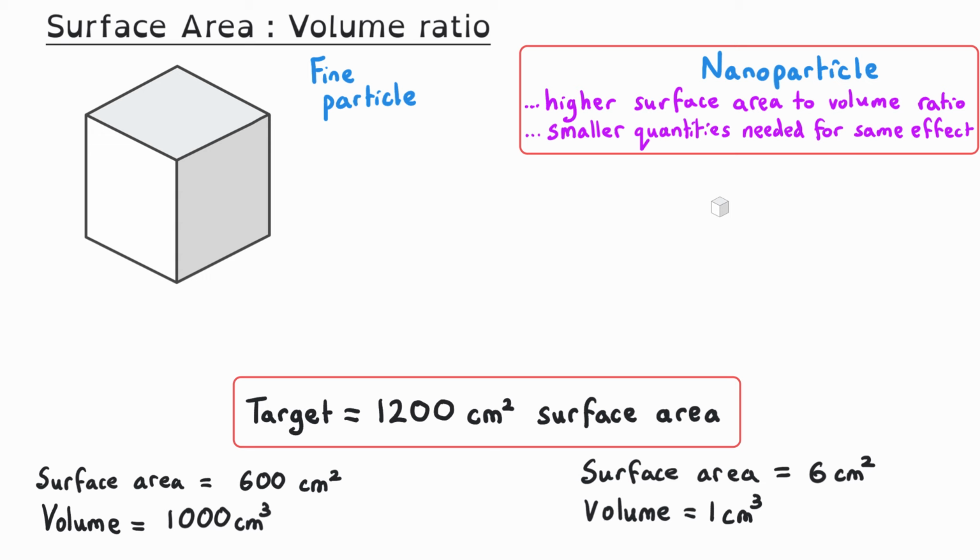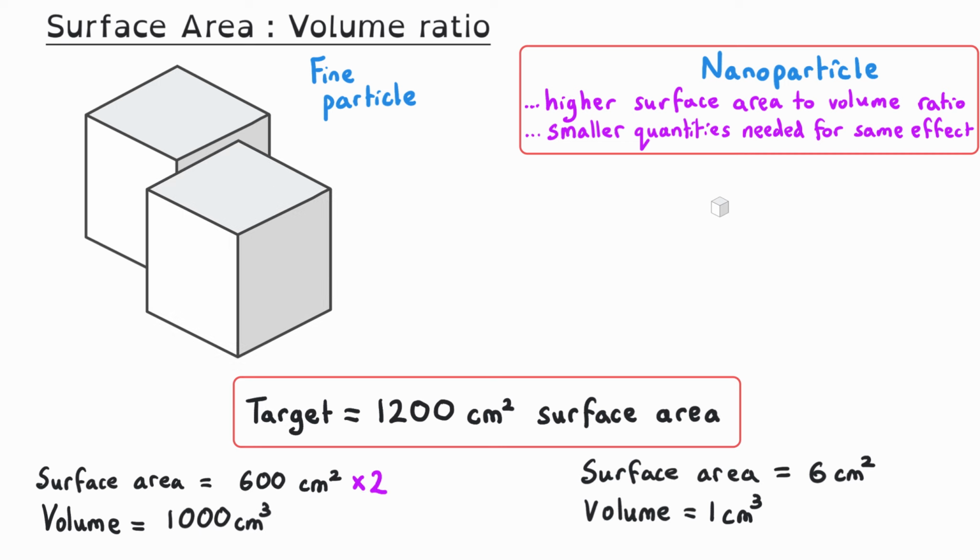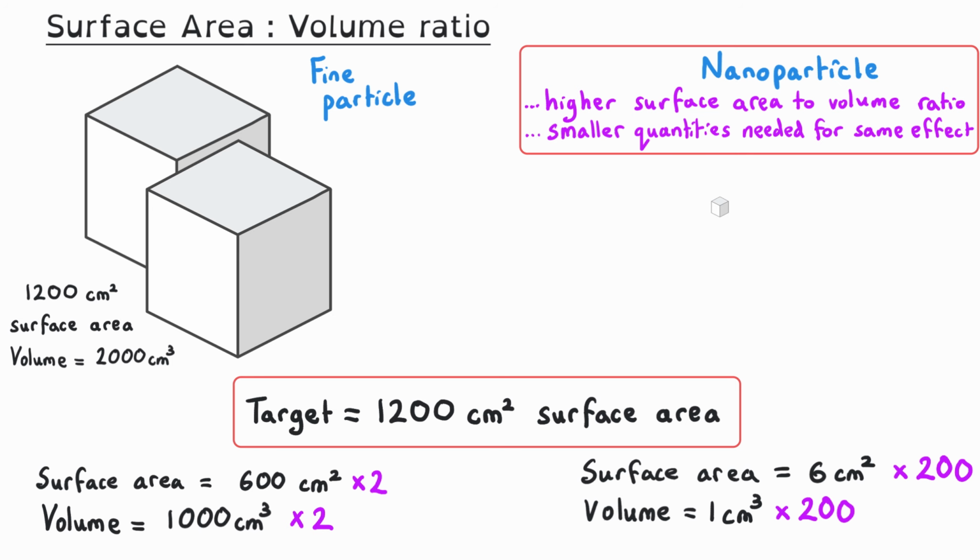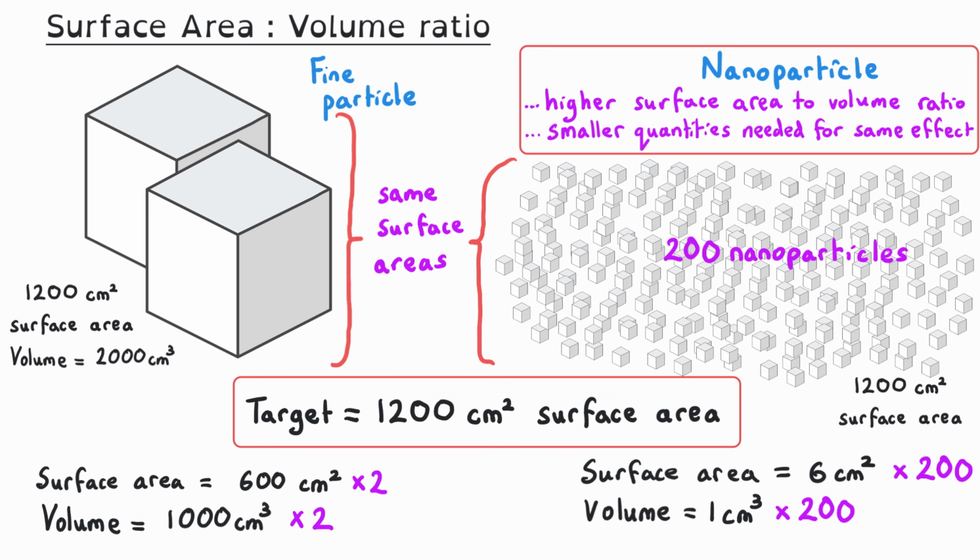To illustrate this, let's assume that we needed 1,200 centimeters squared of surface area for a particular use. If we look at our original cubes, each with a surface area of 600 centimeters squared, we would need 2 of them to give us the surface area that we need. And so that is a volume of 2,000 centimeters cubed for our particular substance. To get that same surface area from our smaller cubes, our nanoparticles, we actually would only need 200 of these small cubes, which combined have a 200 centimeter cubed volume, which means we're actually using 10 times less of our material, and we're still providing an equivalent surface area.